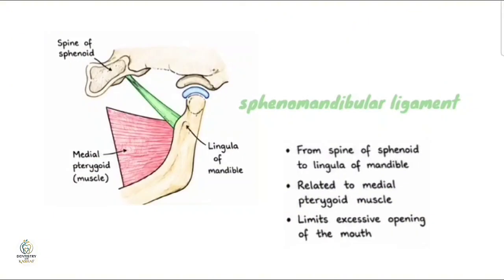Okay, the second is the sphenomandibular ligament. Very beautiful diagram, very easy, very basic. From the lingula of the mandible to the spine of the sphenoid, between here is the band called the sphenomandibular ligament. It is related to the medial pterygoid muscle and limits excessive opening of the mouth.